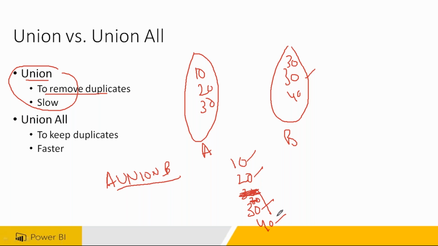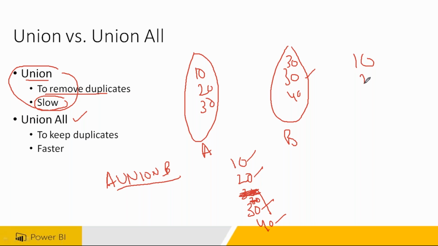Clear? Only unique data will be available. So duplicates are removed after combining. Because to remove the duplicates, I need to look where the duplicates are. So it is a slow operation. Clear? But if I go in for a union all, what will happen?